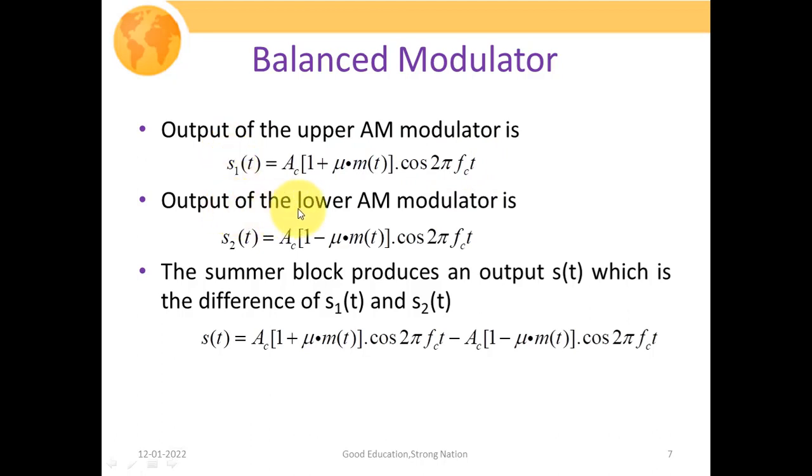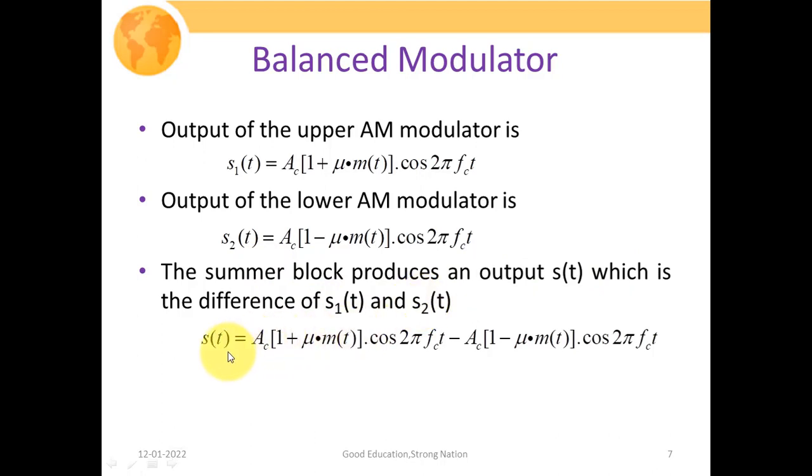Similarly, the output of the lower AM modulator is given by S2(t), which is equal to Ac times (1 minus mu times m(t)) cos(2 pi fc t). Here the minus sign comes into the picture due to minus m(t) only. So the summer block produces an output S(t), which is the difference of S1(t) and S2(t).